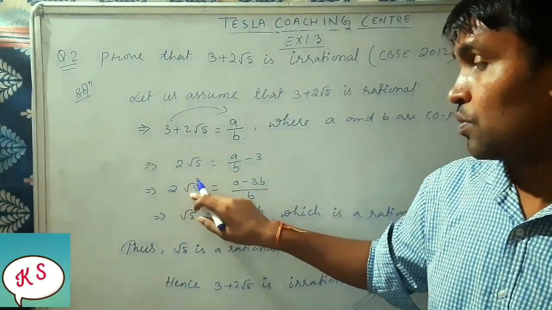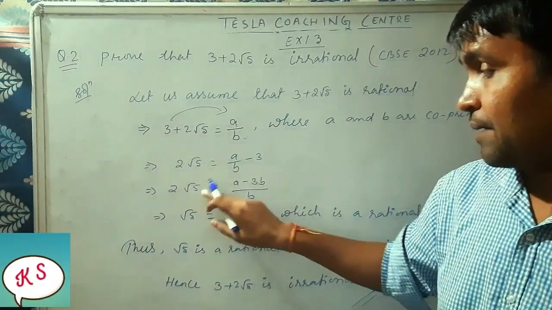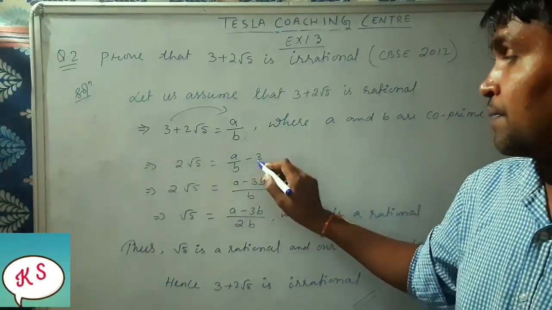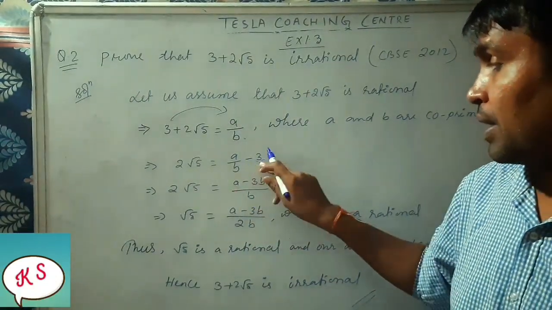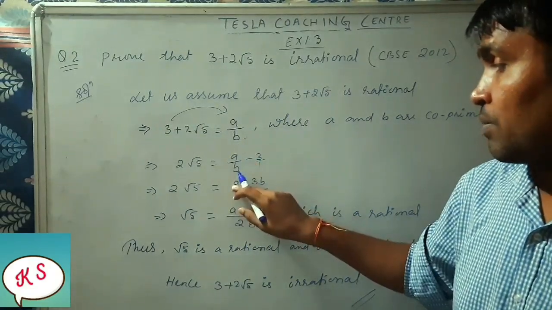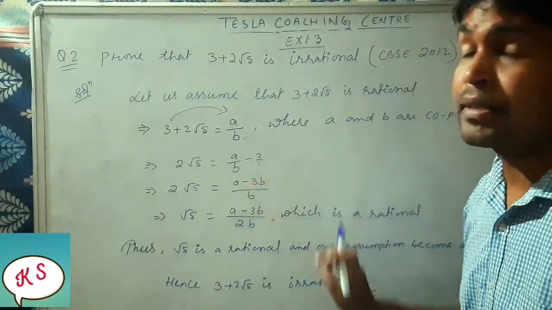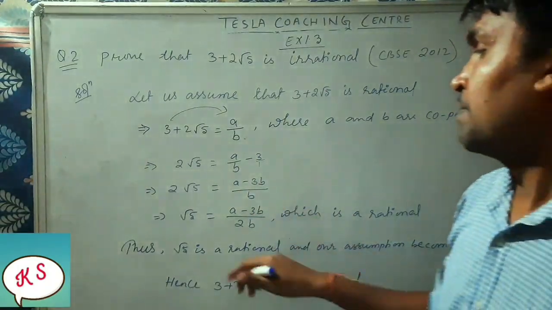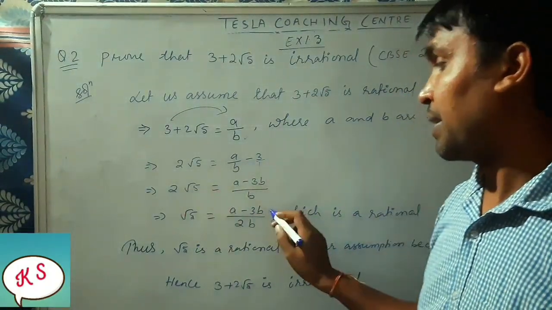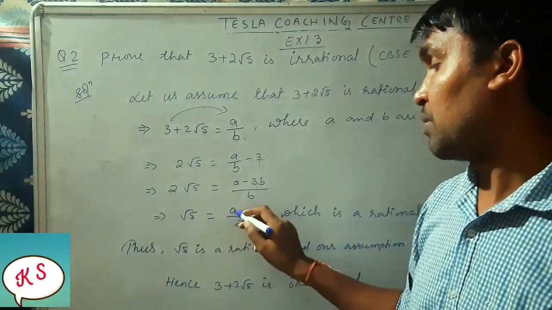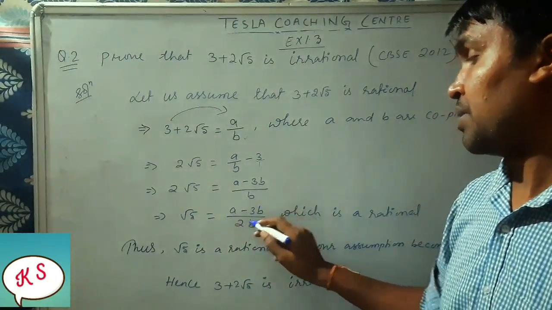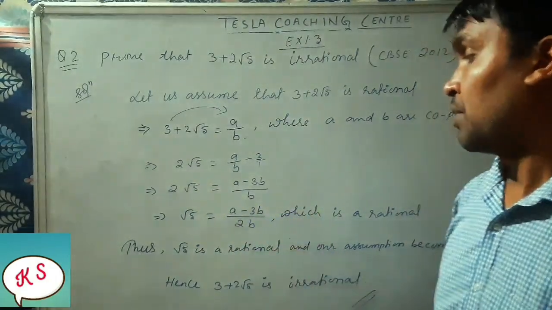So 2 root 5 is equal to a by b minus 3. If you see here, nothing is there, means 1, LCM b, then this one will be a, and this b will multiply with this 3, so it will become a minus 3b. And these two you bring to this side again, so root 5 will be equal to a minus 3b by 2b. Got it or not?